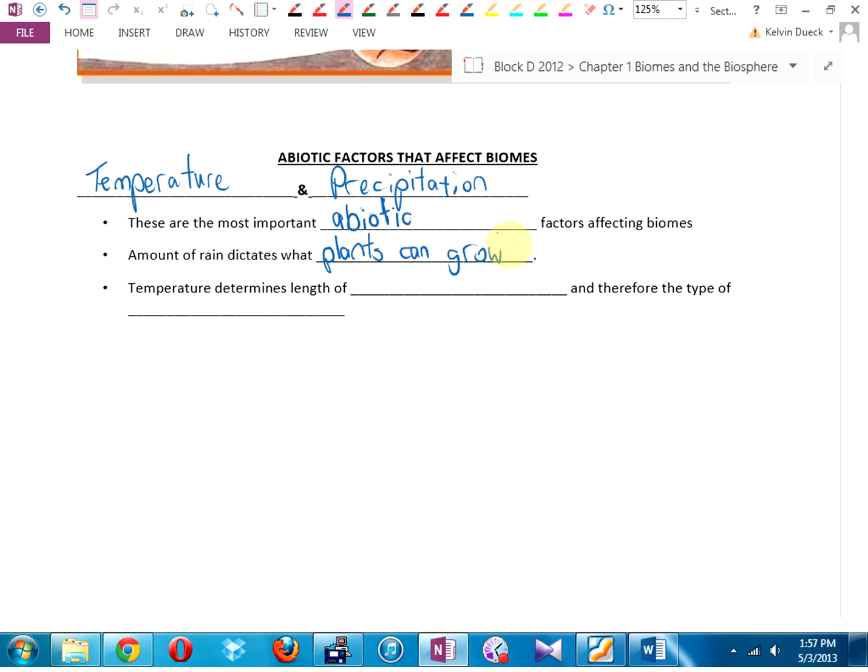Where do plants get their energy from? The sunlight, in the whole photosynthesis thing that I think you guys have looked at, or you'll look at a lot in Biology 11. So, hey, plants determine what animals, what life lives there. Oh, and temperature determines the length of the growing season. And the length of the growing season determines the type of plants that grow there. You may notice a common little theme in those two.